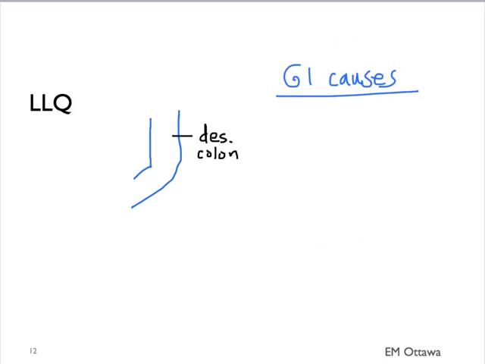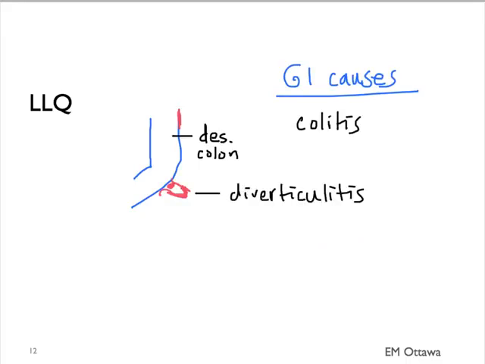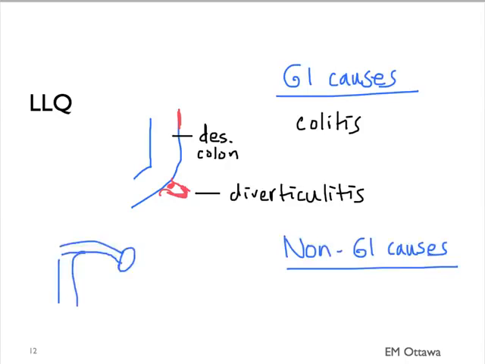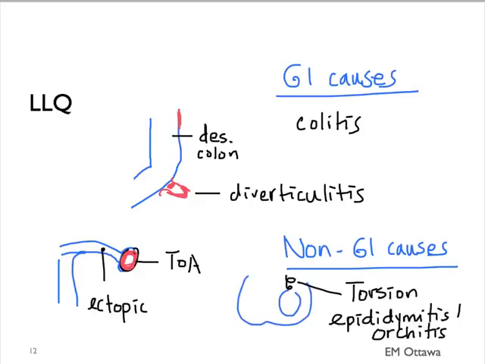Lastly, the left lower quadrant. What lives there? The descending colon. GI causes can include colitis, diverticulitis. As with the right lower quadrant, there are other conditions that can radiate to this area. In females, we need to think about gynecological conditions, such as ectopic pregnancy, tubal ovarian abscess. In males, we need to think about torsion and infection.